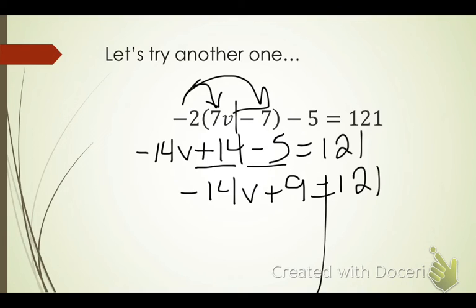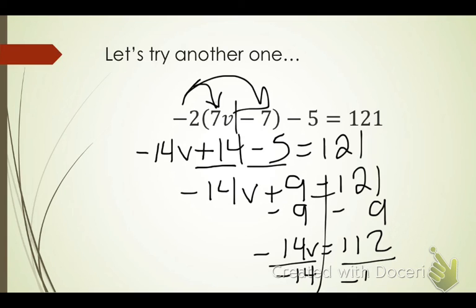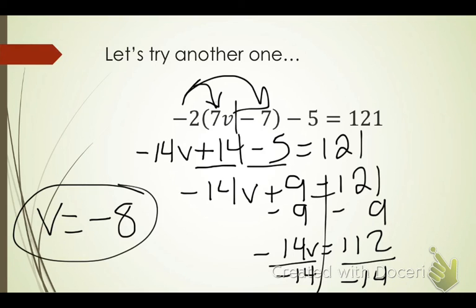Okay, now it's a two-step equation, which you are great at. Subtract 9 from both sides. -14v equals 112. Divide by -14. Again, I've run out of room. v equals positive divided by negative is a negative. 112 divided by 14 is 8. So v equals -8 as my final answer.